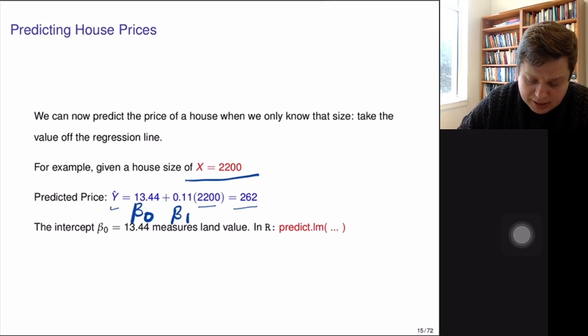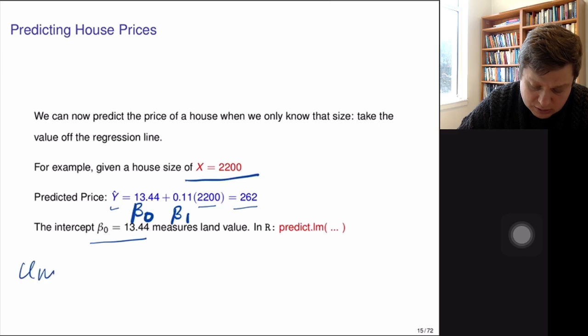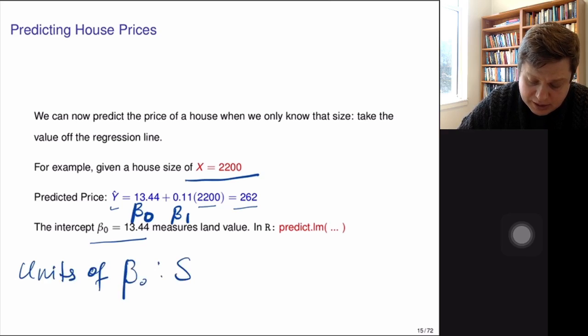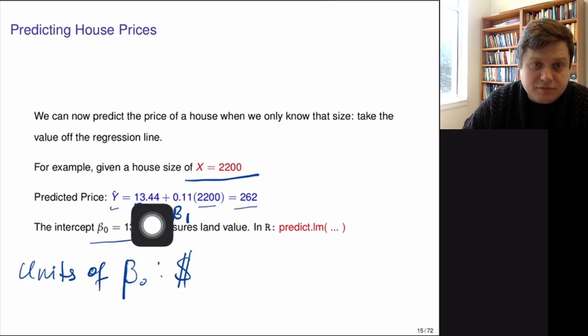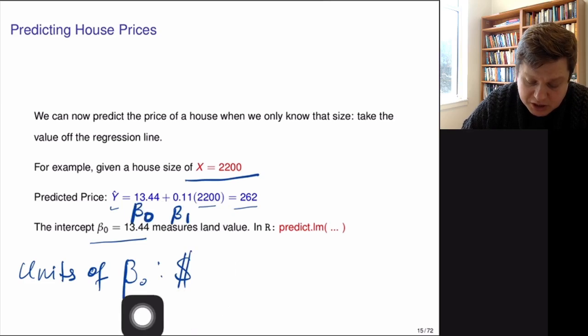Now let's look at another parameter of this model, beta 0, which is also called the intercept, and this is 13.44. Let's look at the units of beta 0. Beta 0 is measured in dollars, right? Because you have dollars on the left-hand side, and here you have to have dollars plus something. So here you have dollars plus dollars. So it's measured in dollars.